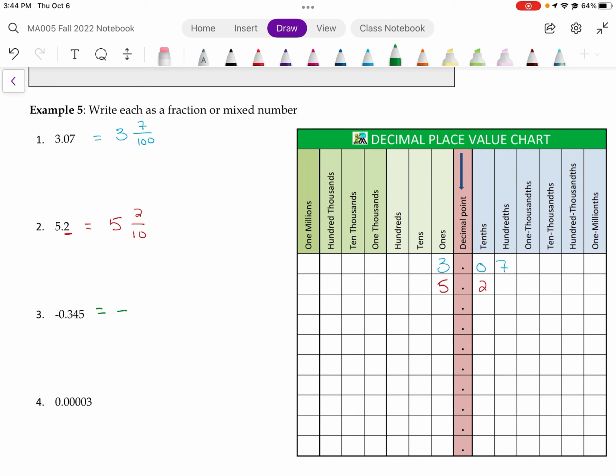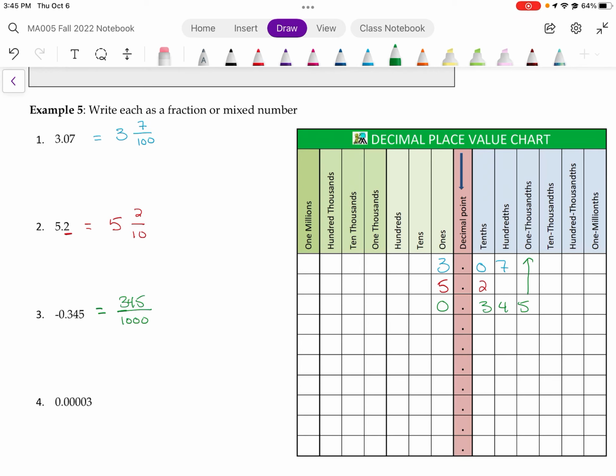All right, so we've got 0.345. This lands in the thousandths, so this is going to be over 1,000. So 345 thousandths. Okay, see how similar this is to naming? You've just got to know the name of it tells you what the denominator is going to be. Thousandths, you've got 1,000 there.